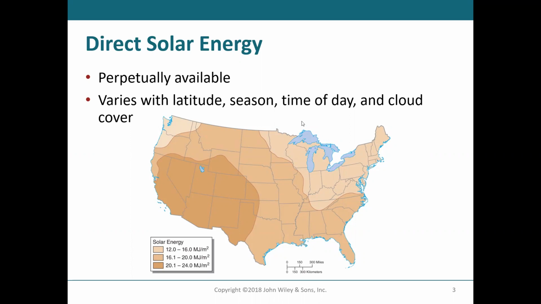And this is how the sun's energy is dependent on the latitude, season, time of day, and cloud cover. So you can see how much solar energy is distributed along different parts of the United States. In this diagram, we know that in the American Southwest region, it gets more solar energy, and then it decreases as you go up in latitude and you move eastward.